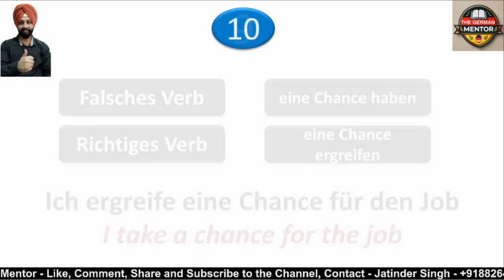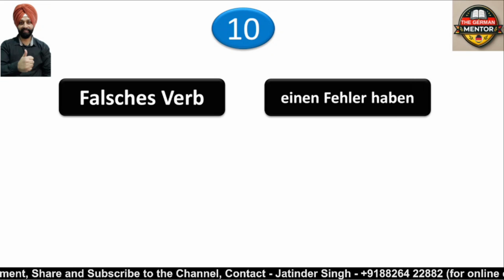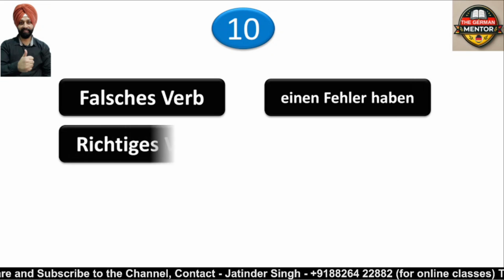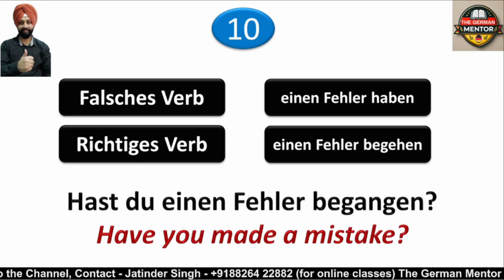The next one, Nummer 10, the wrong combination, einen Fehler haben, but you need to use the richtiges Verb: einen Fehler begehen. Zum Beispiel, hast du einen Fehler begangen? Have you made a mistake? So friends, it is not necessary to use the combination in the present tense. If you want, you can use this combination in the perfect tense as well.